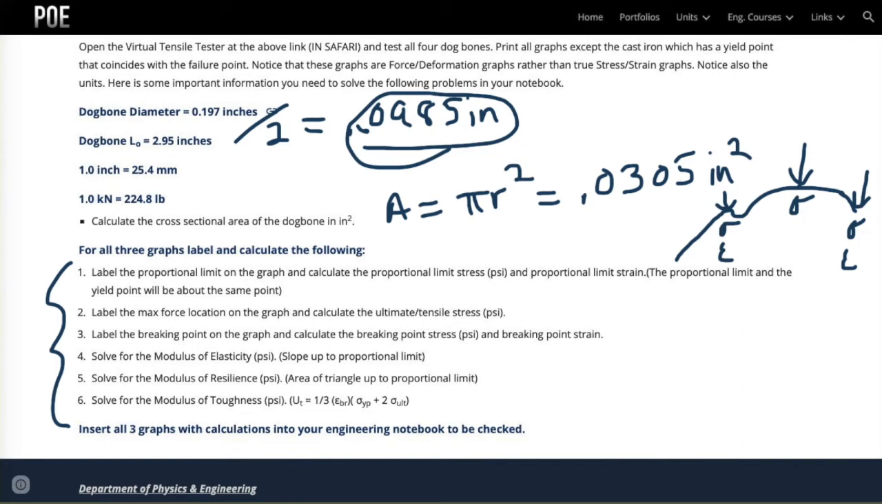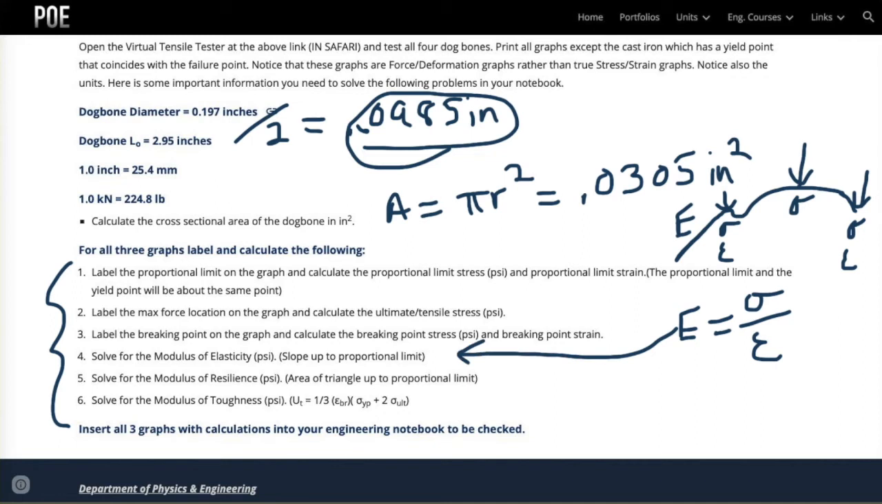Number 4 says solve the modulus of elasticity. That is the slope of this line. So we want the slope of that line, and the slope of that line right there, if you remember, would actually be the stress over the strain. So we're going to take what we got in number 1, the stress divided by the strain, and that will be our modulus of elasticity for this one in PSI.